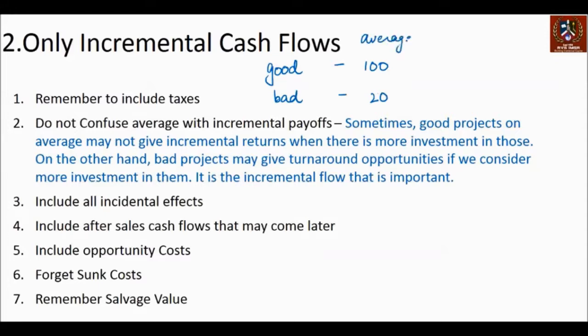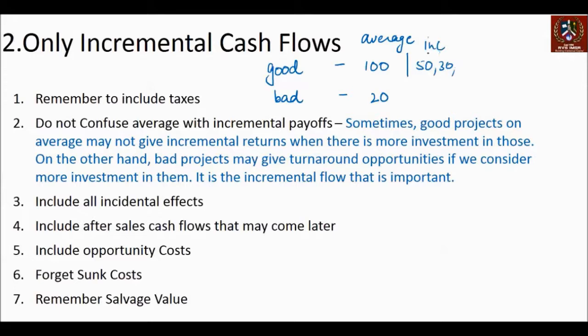Now, it's quite possible that if you invest more in the good project, if you keep investing more in the good project, the incremental payoffs are like 50, 30, and so on and so forth. They are lesser payoffs. So this is the incremental payoffs. If you invest more money, you're already getting 100, but if you invest more money, you're only going to get 50, 30.